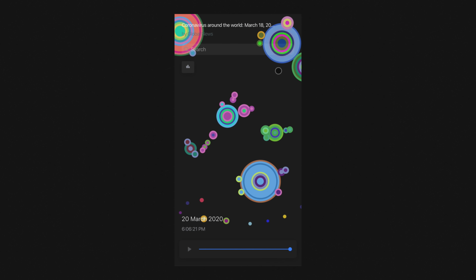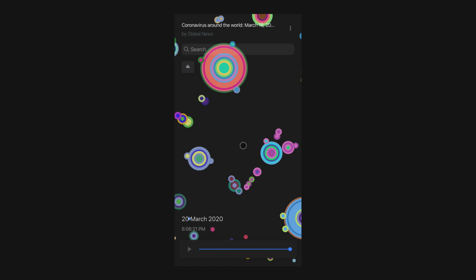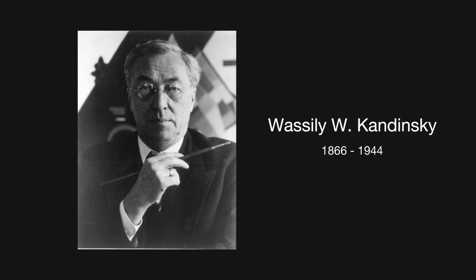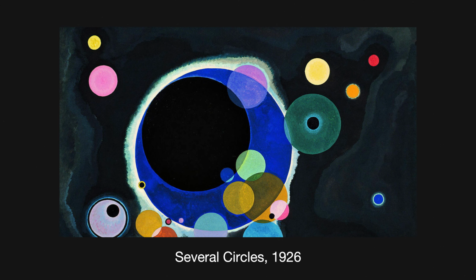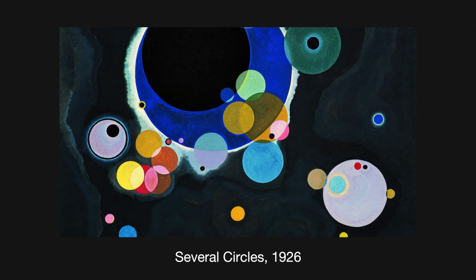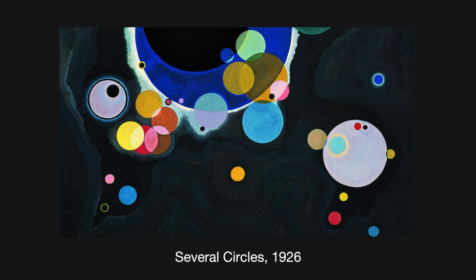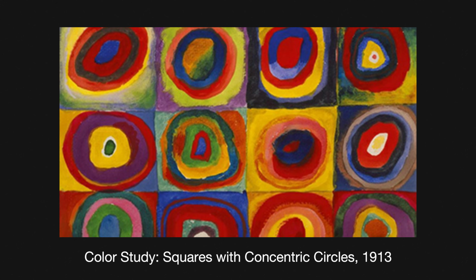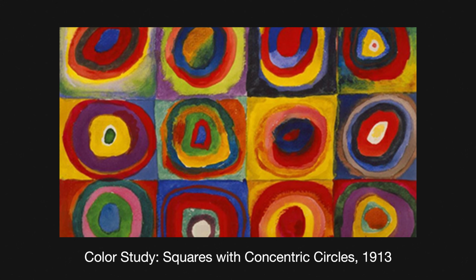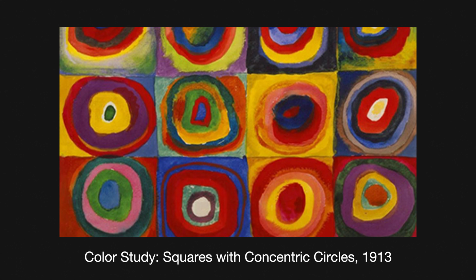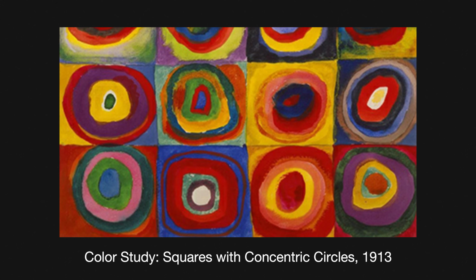The application of visualizing discussions into concentric circles takes inspiration from several paintings of renowned Russian painter and art theorist Vasily Kandinsky. For instance, one of his paintings published in 1926 entitled Several Circles illustrates how geometric shapes like circles with varying radii can be arranged in an abstract manner against a dark canvas. In addition, his other painting published in 1913 entitled Color Study, Squares with Concentric Circles explores how elementary geometrical shapes painted in different color combinations can be used to express his creativity.